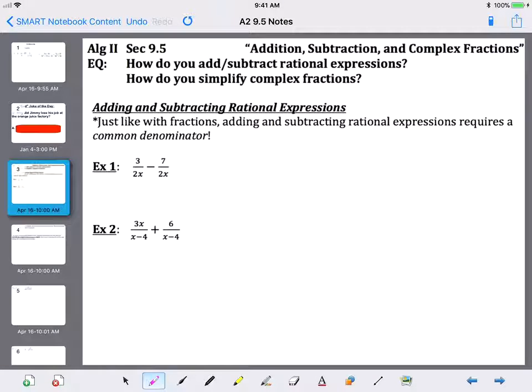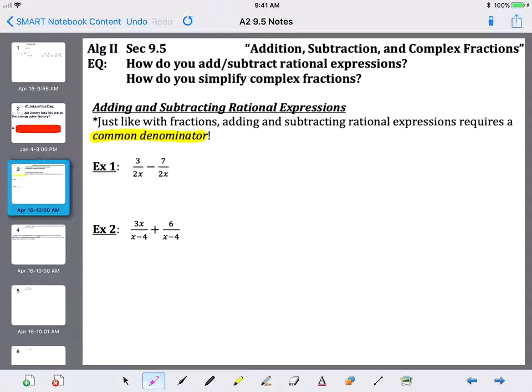So in this lesson, what you're going to learn how to do is add and subtract rational expressions. Then towards the end, we're going to look at how to simplify what we call complex fractions. First of all, adding and subtracting is really easy if you have common denominators. So that's where we'll start.